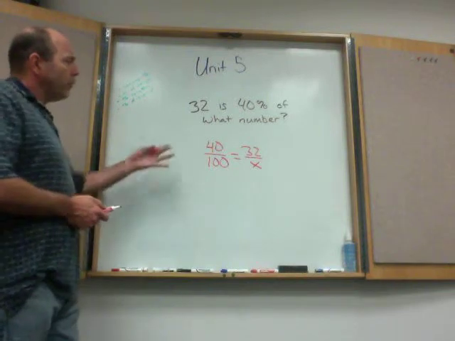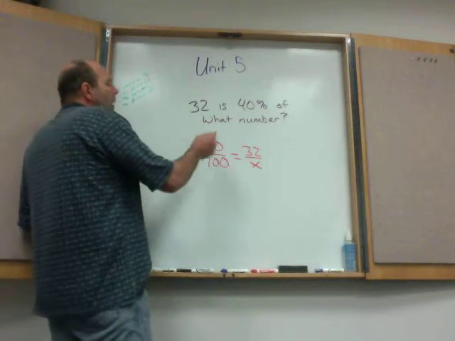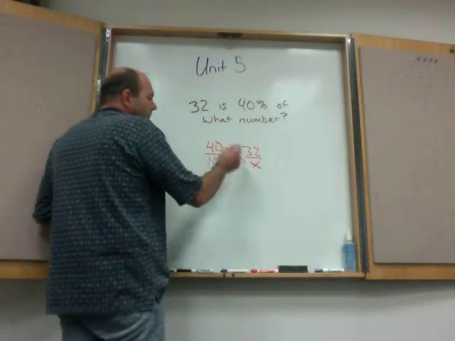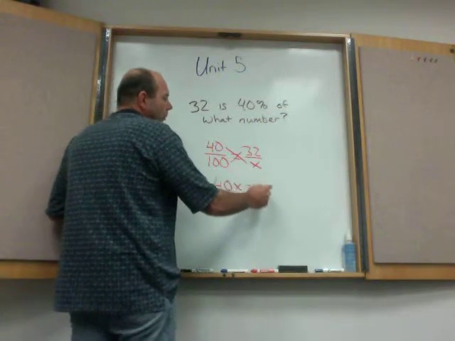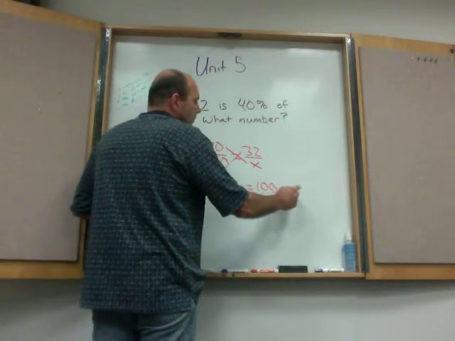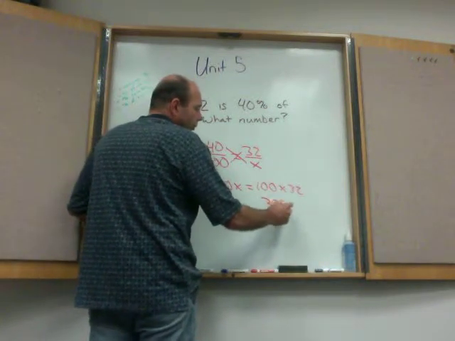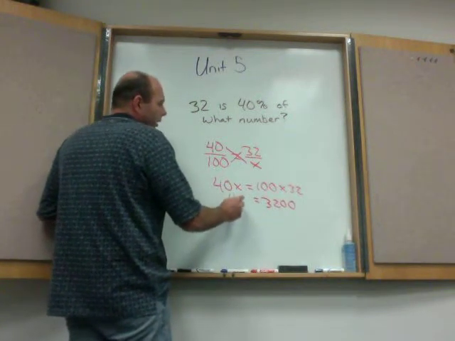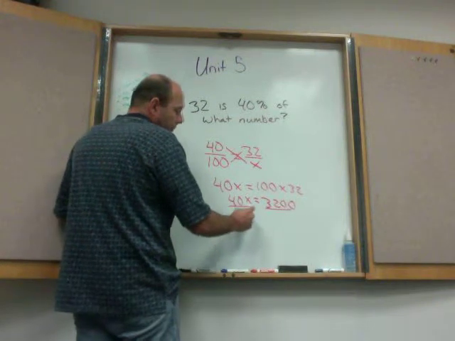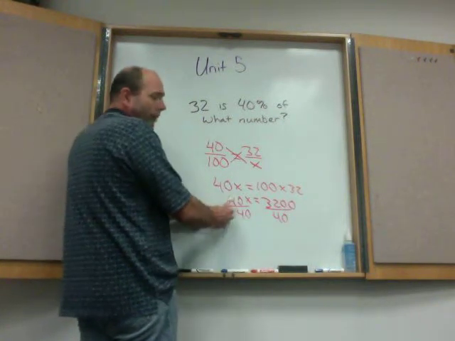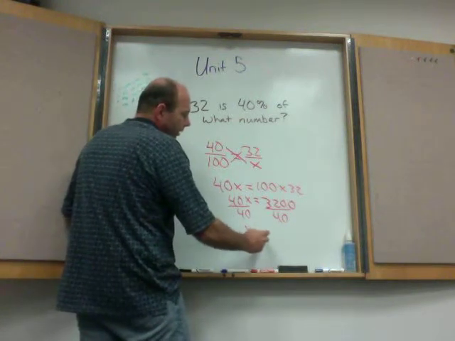So after we do this here, I'll try to show you an easier way to remember how to do that. But we'll go ahead and cross multiply. 40 times x, or 40x, is equal to 100 times 32. 100 times 32 is, of course, just 3200, is equal to 40x. Divide both sides by 40 because it's the opposite of multiplying by 40. And whatever I do to one side of the equal sign, I need to do to the other side of the equal sign.